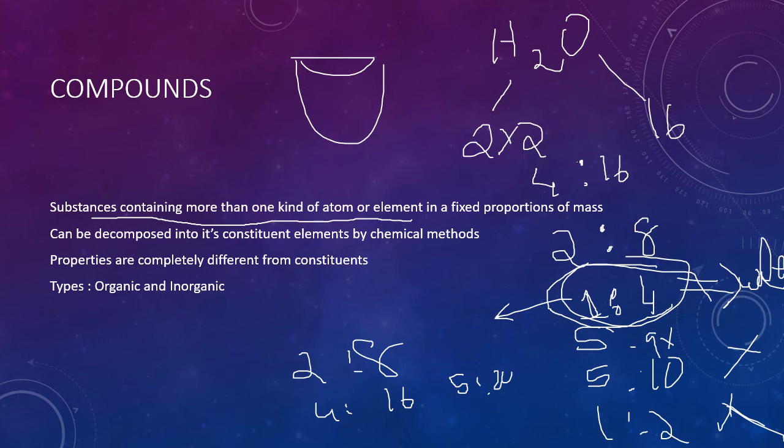Now, the properties of this particular compound, if you take H2O as an example, you can see that water's properties are entirely different from those of hydrogen and oxygen. Hydrogen and oxygen both are gases at room temperature, but water is a liquid. So their properties are entirely different. All right, when it comes to a compound, their properties are entirely different.